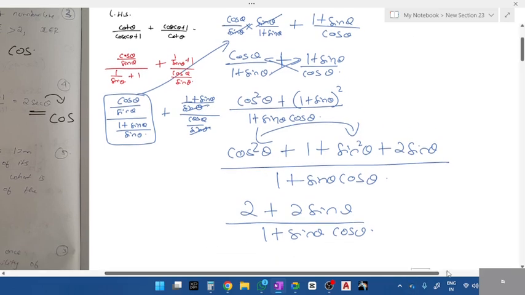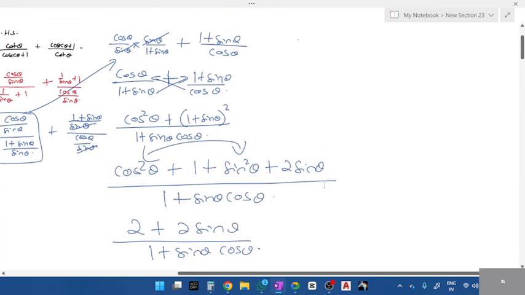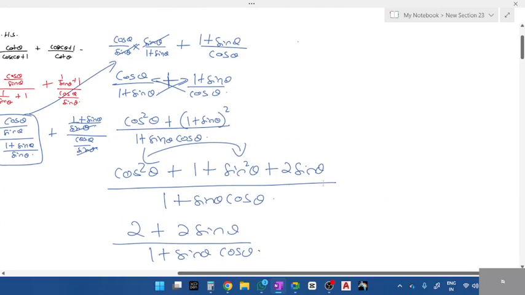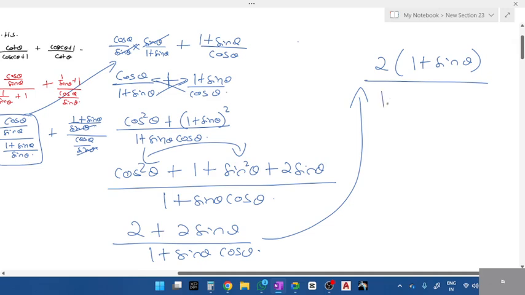What do we do, students? Next one. What is common in the numerator part? Tell me what is common here. 2 into 1 plus, divided by 1 plus sine theta. Yes, sine theta into cos theta.